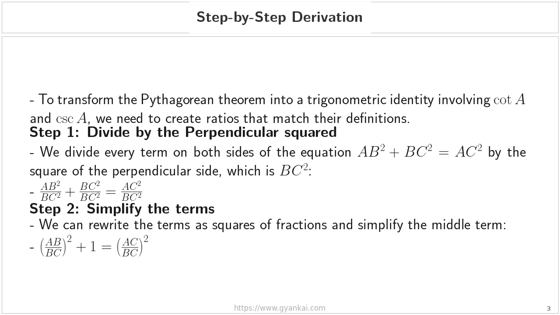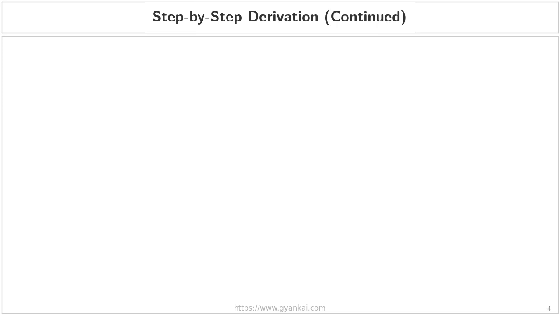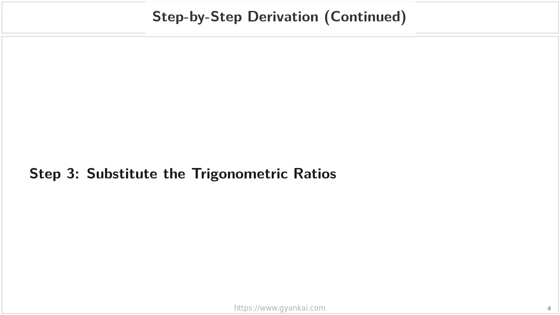Now that we have established our foundation using the Pythagorean theorem in the previous slide, let's move into the actual derivation. Step-by-step derivation continued. Now that we have successfully divided our Pythagorean equation by the square of the perpendicular in the previous step, we move into the most rewarding part of the derivation. Step 3, where we substitute our trigonometric ratios.